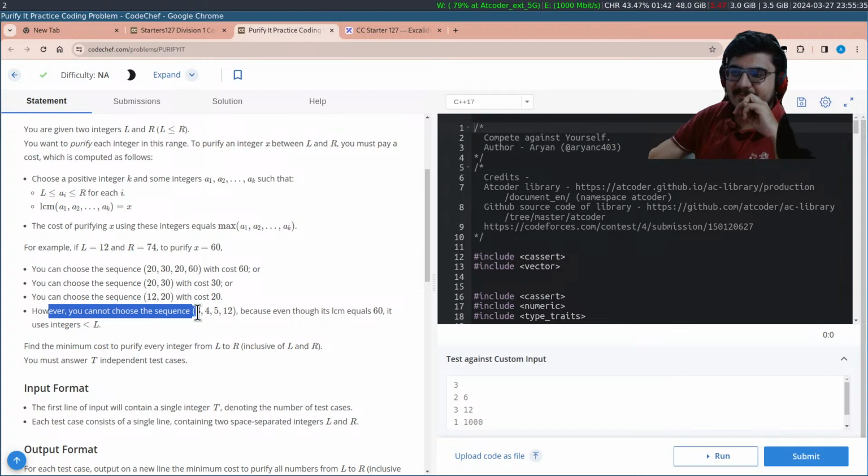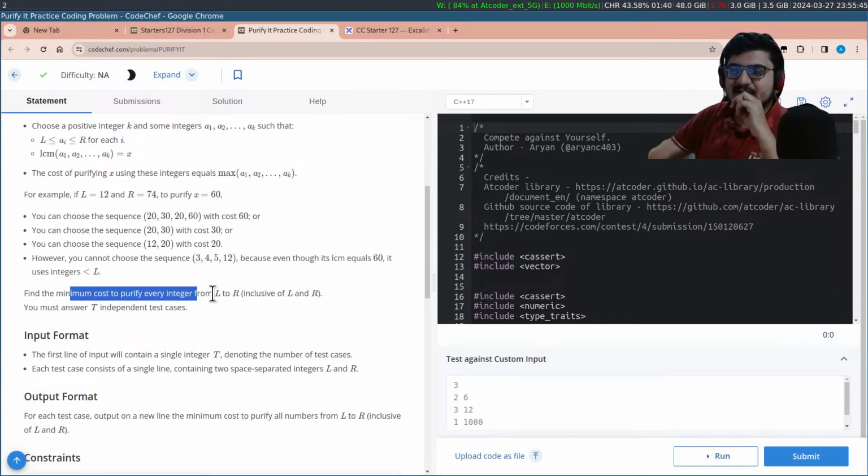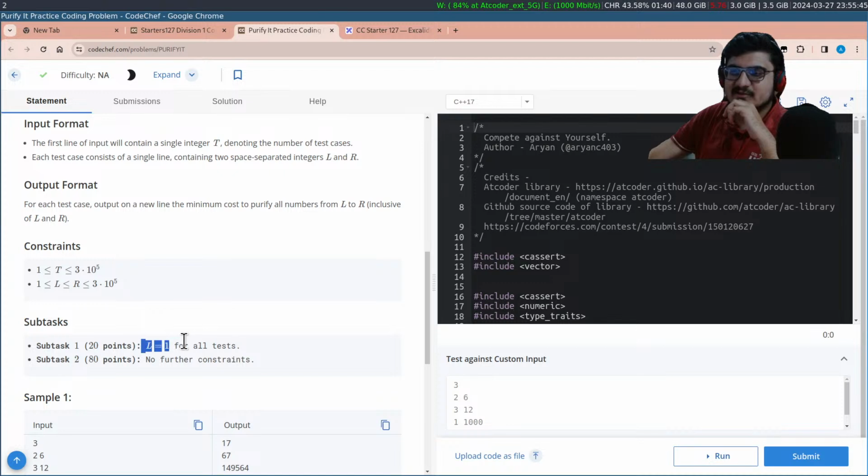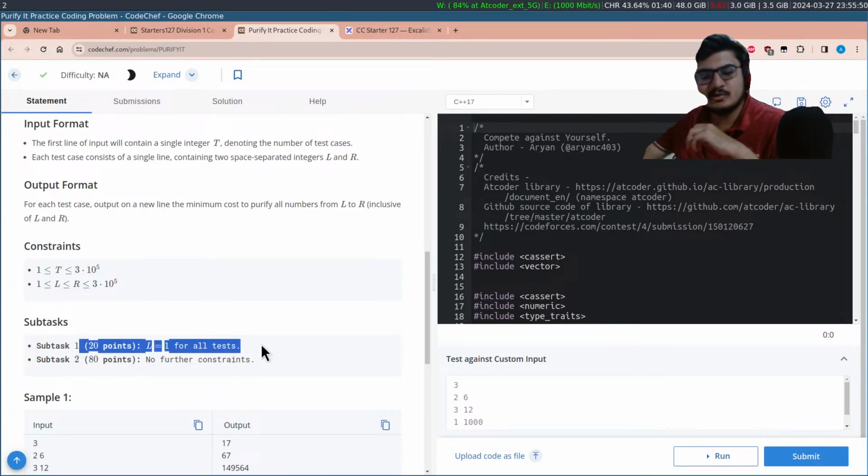However, we cannot choose the sequence 3, 4, 5, 12 because even though the LCM is 60, these numbers include numbers smaller than 12. And we have to find the minimum cost to purify all the integers from L to R. There are two subtasks: L is equal to 1, and no further constraints. So any ideas on how to solve for L equal to 1?